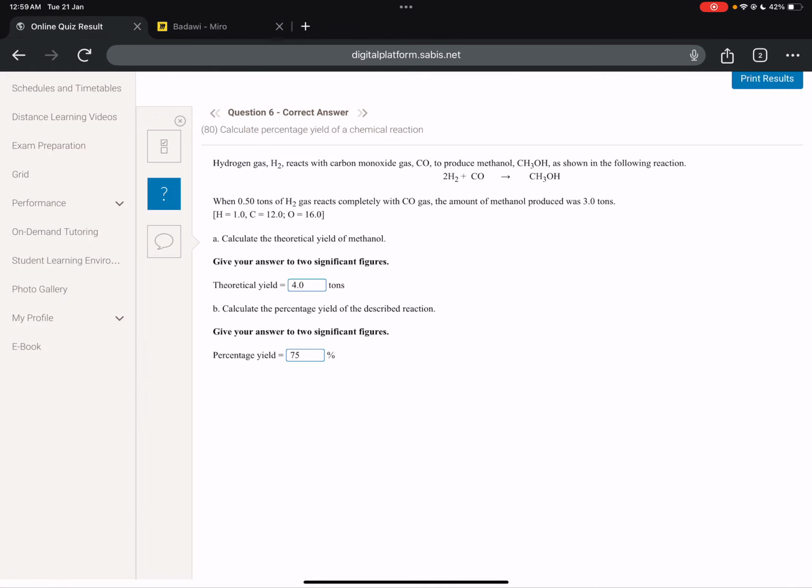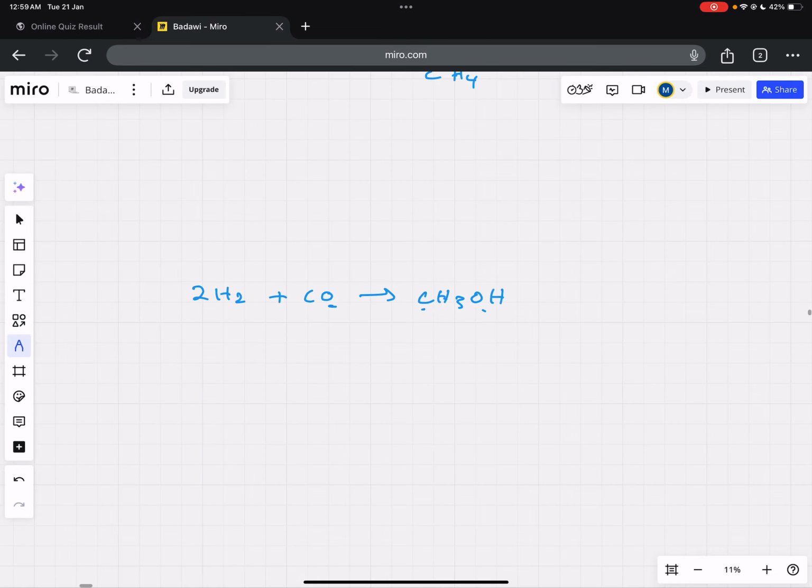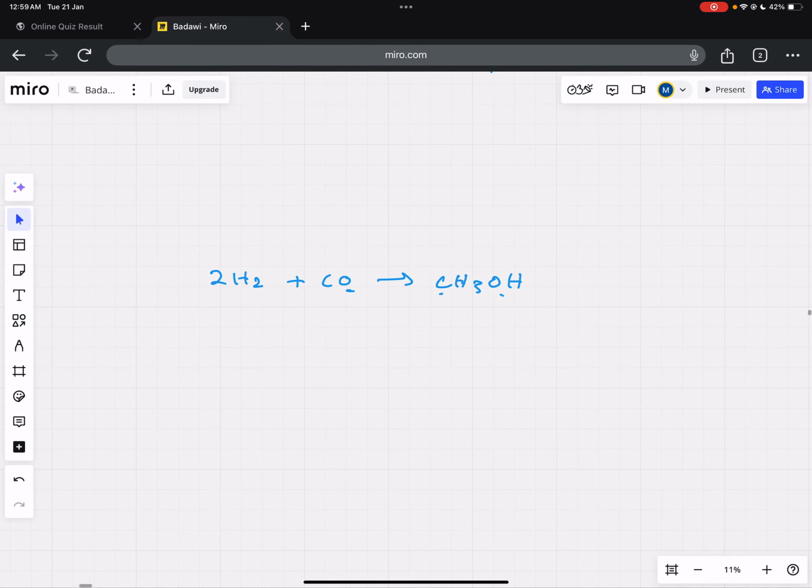Okay, perfect. When 0.50 tons of H2 react completely with CO gas, the amount of methanol produced is 3 tons. Calculate the theoretical yield, and then we want the percentage yield. So first I'm going to put my formula. What is my formula? My formula is percentage.